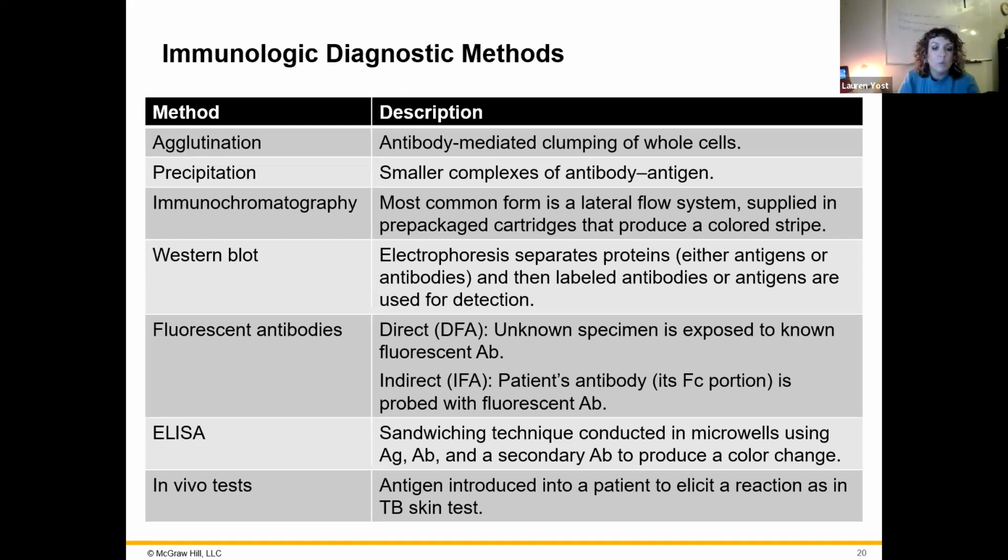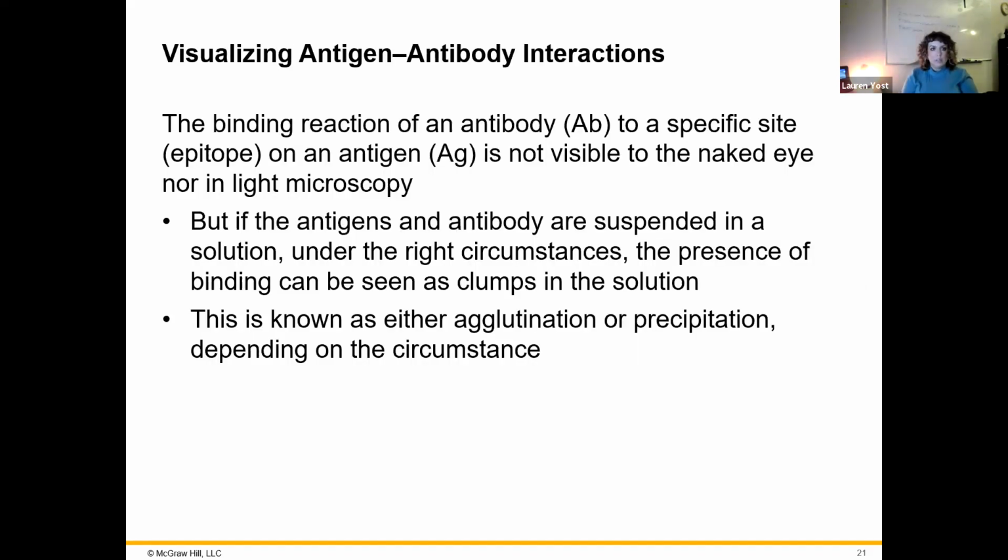Then we have ELISA, which we learned about in lab. We have a sandwich technique, or we have the indirect technique, either looking for the antibody or looking to see if antigen is there. And then we have in vivo tests, looking at reactions in the skin itself. We'll get to all of these.